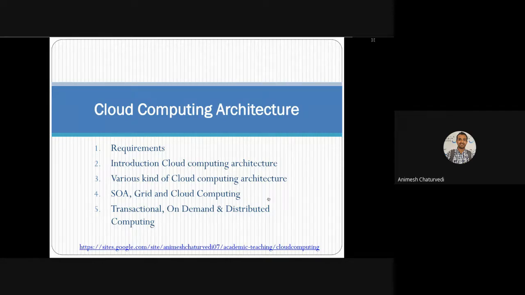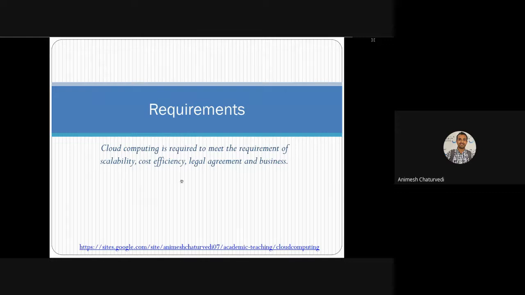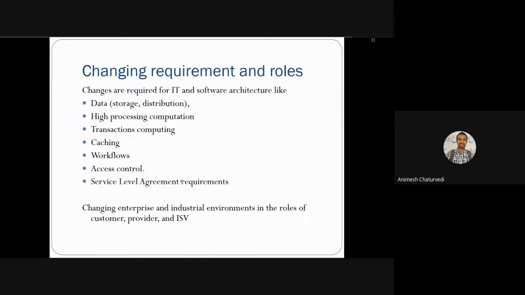So we'll start with requirements. What are the requirements? How did they evolve? Cloud computing basically requires scalability, cost efficiency, legal agreement, and business. These are the major requirements of cloud computing, which focuses on customer demands like scalability, cost efficiency, legal agreement, and business. Then what are the changing requirements and rules?